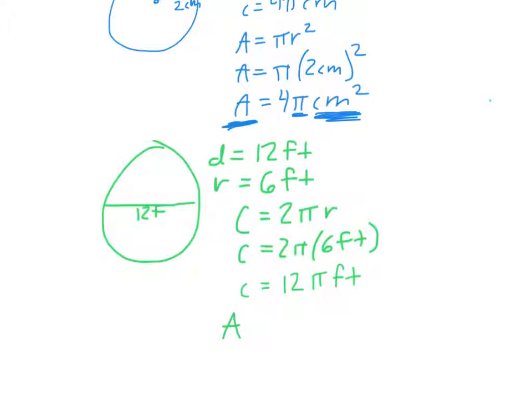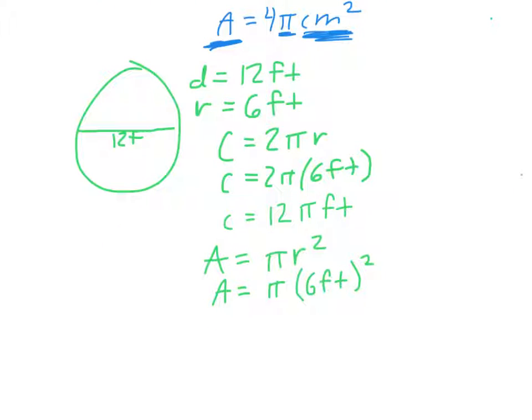Now let's find the area. What's the formula for area of a circle? Pi r squared. So we have pi. What's our r? 6 feet squared. So the area is 36 pi feet squared. So it's the feet that's squared. The pi is just along for the ride.